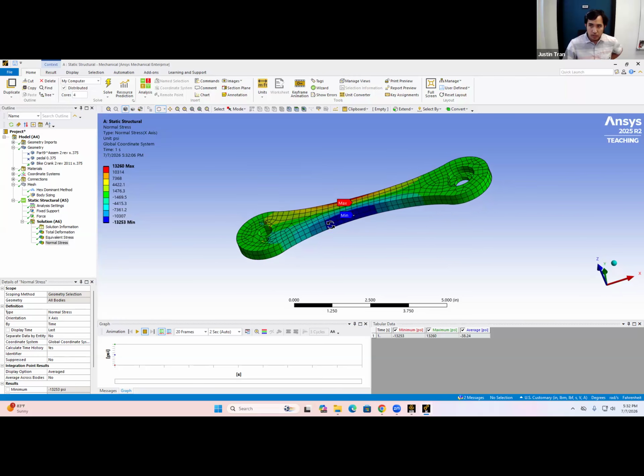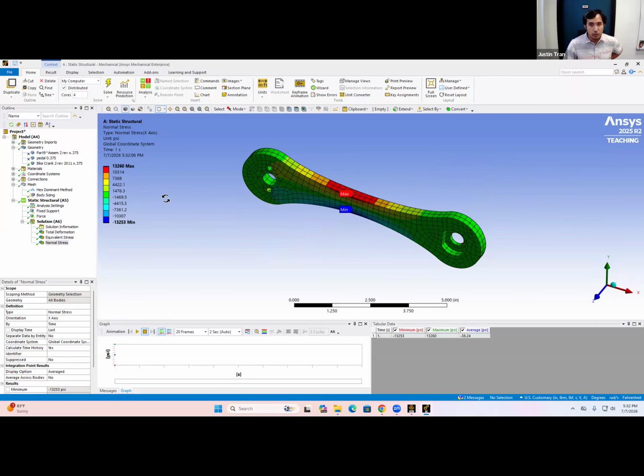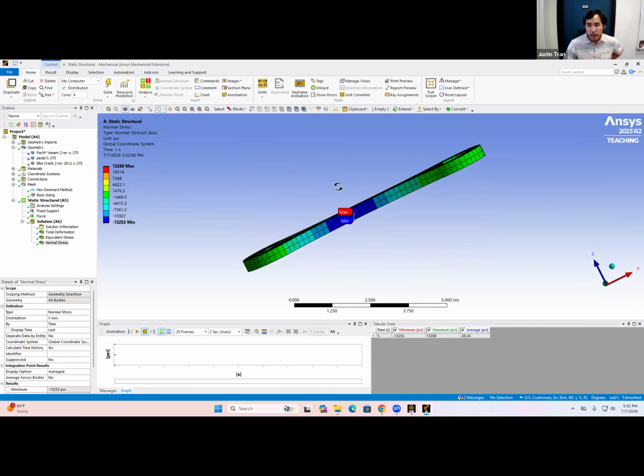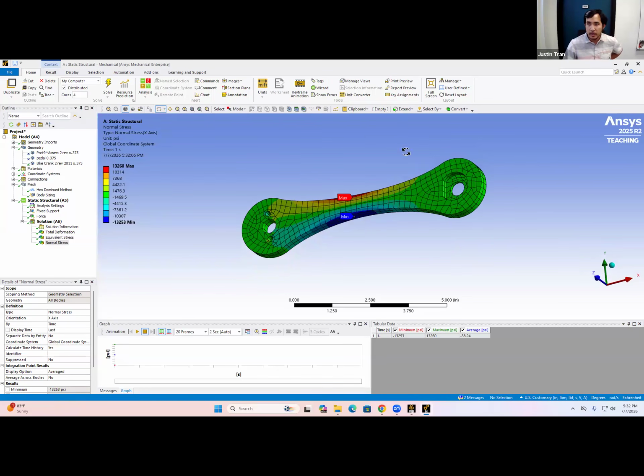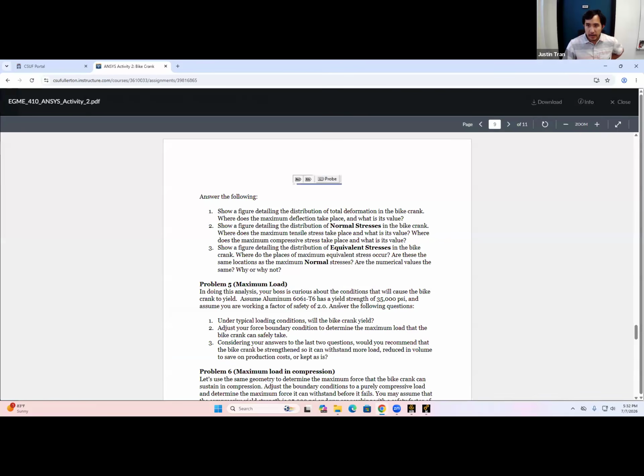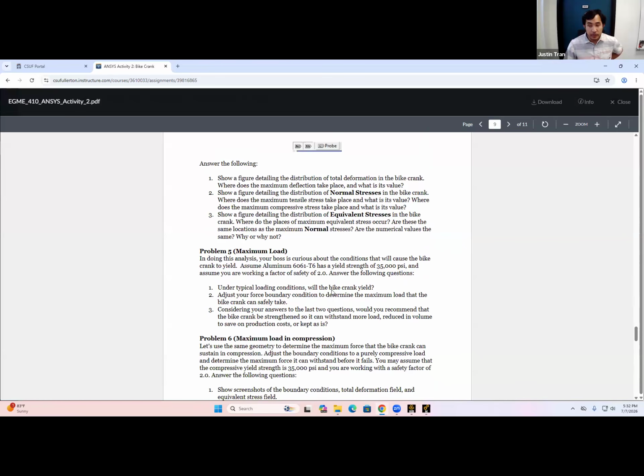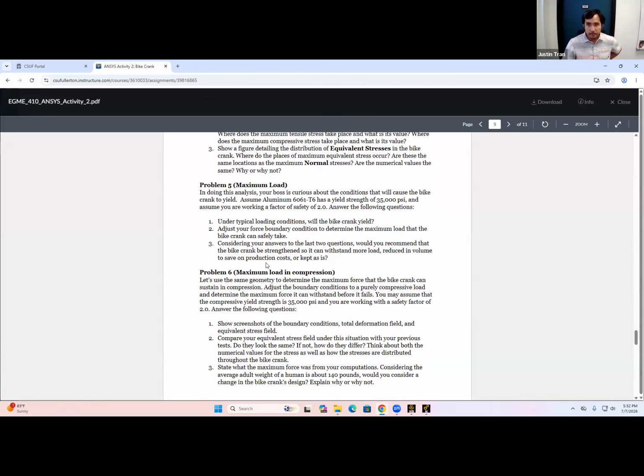If you look at the normal stress, any positive value is tension, and any negative value is compression. Since we applied the force in the negative y direction, it makes sense that this portion here is in compression, and this section up here is in tension. That's just how bending is: we're pinching the bottom of the bike crank and stretching out the top. So all that is good. That is the activity, or at least as far as I'm going to take you. There are different parts of this activity as well.